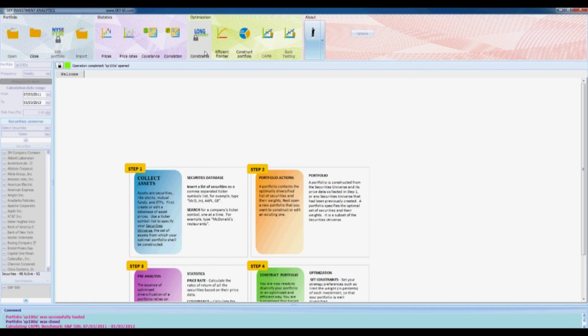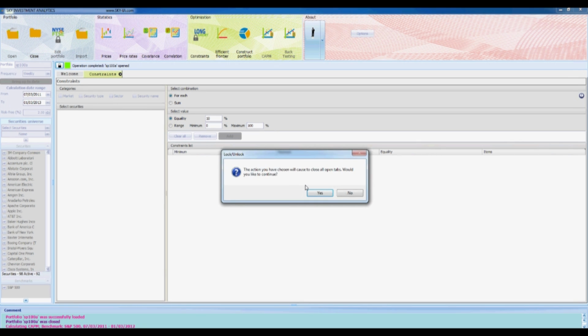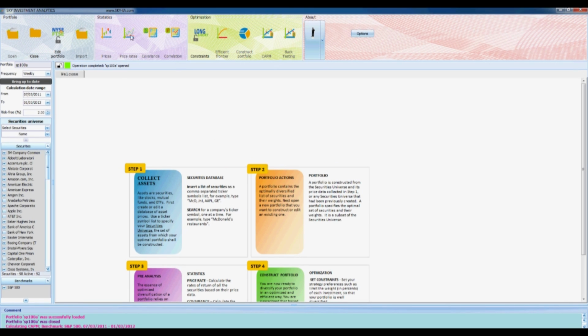And let's set some constraints. Notice that we cannot do anything here. The reason is we need to open the lock. You have a little hint on this: two buttons to open and close the lock.